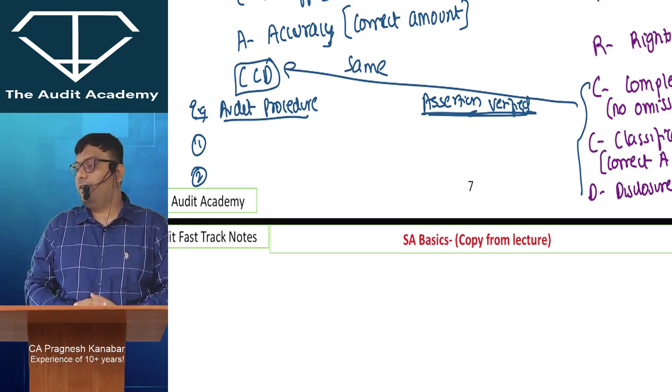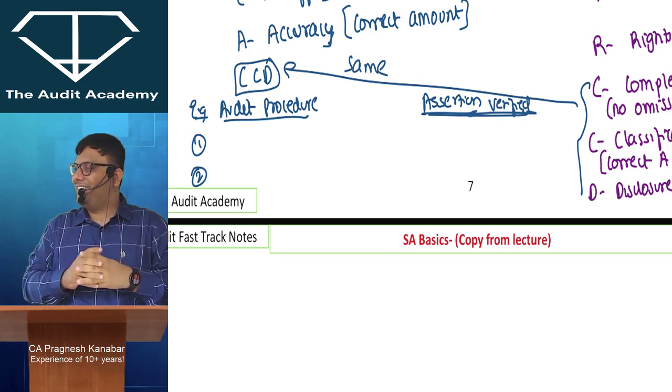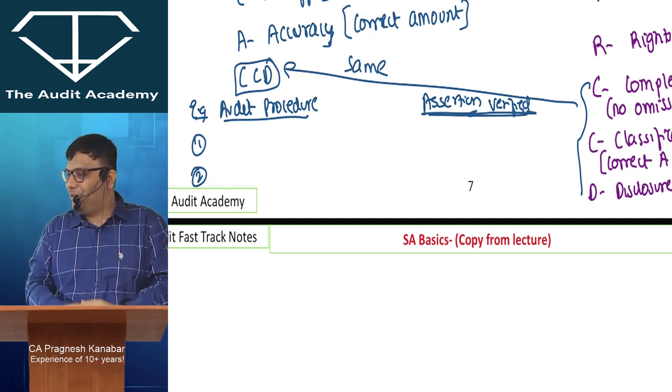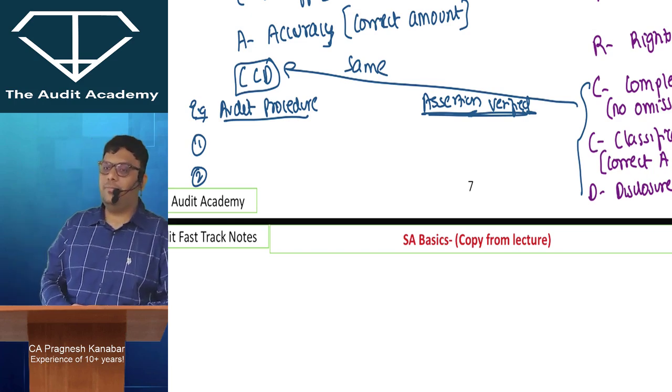For rights and obligations. Alright. Asset mortgaged for loans. Right? So that is, you are verifying rights and obligations. How the mortgage got created, what is the mortgage, what are the terms and conditions of the mortgage. That is rights and obligations. Alright. More examples? Yes.